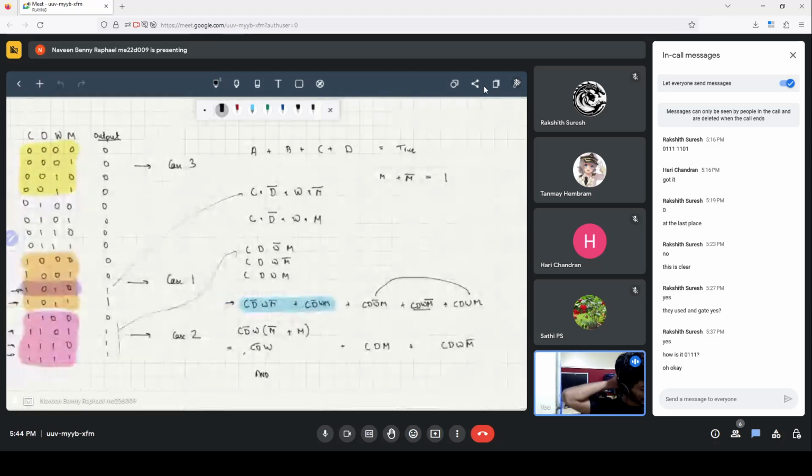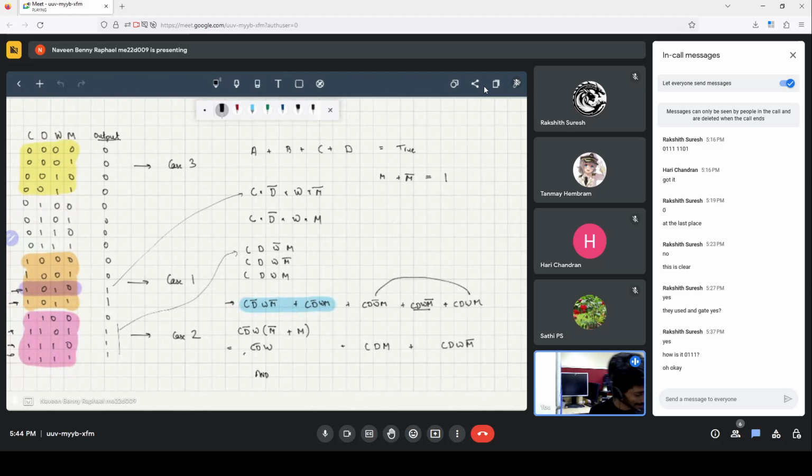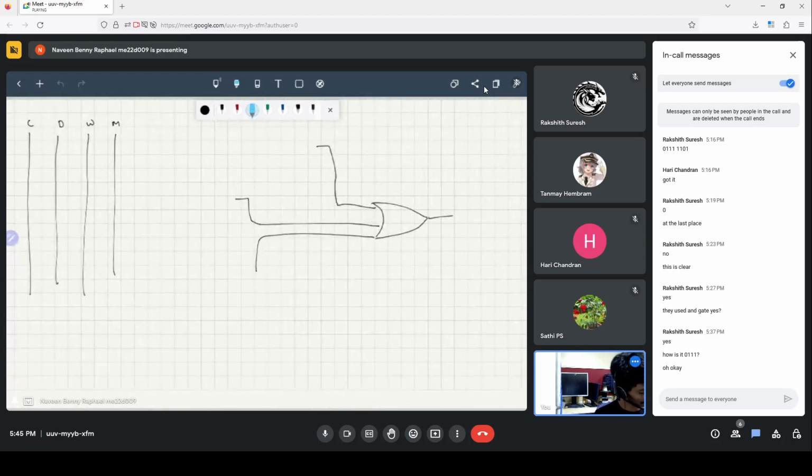Okay, so when you look at it, you can clearly see that this is a sum of products. We have 3 products: C D bar W, C D M, C D W M bar. These are definitely products, so this is a sum of products. We can later see product of sums, but product of sums is nicer to see when there are fewer zeros than ones. The output of each term is an AND. So we have an AND here, an AND here, an AND here.